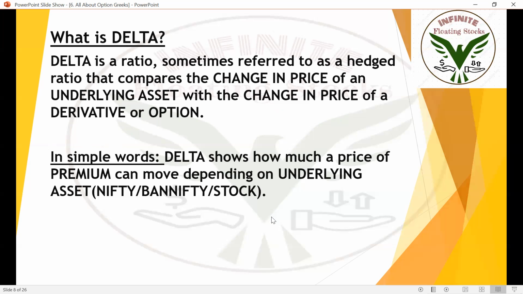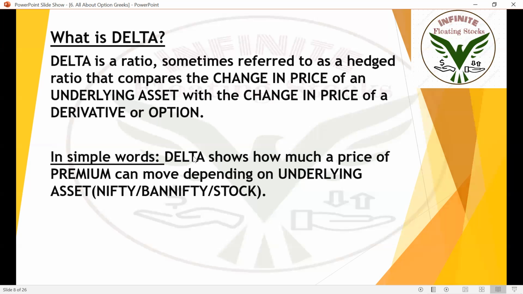Let's look at delta in simple words. Delta shows how much the price of a premium can move depending upon the underlying asset. So what is the underlying asset? In our initial example, the underlying asset is the ticket price. I already explained this with the example of you planning a trip to Goa with your friends. Remember that example? In that example, the underlying asset is the ticket. In the stock market, the underlying asset is Nifty or Bank Nifty or some other stock.